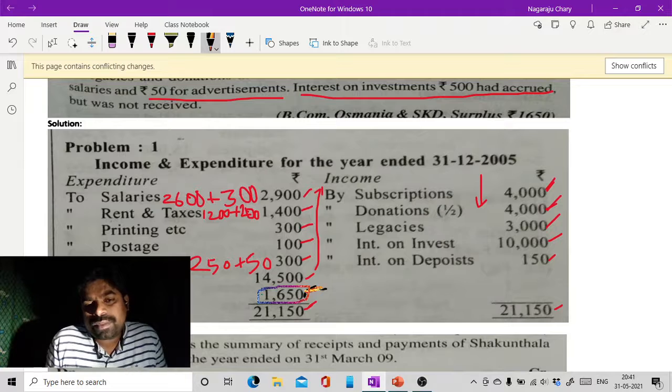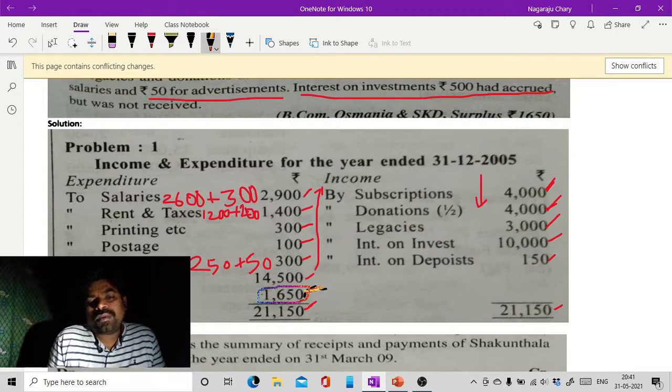This 1650 is to be transferred, or we can say added to the capital fund.